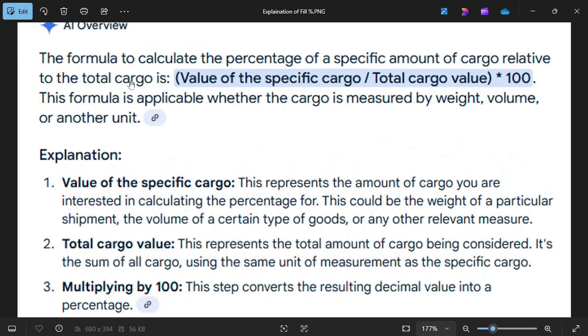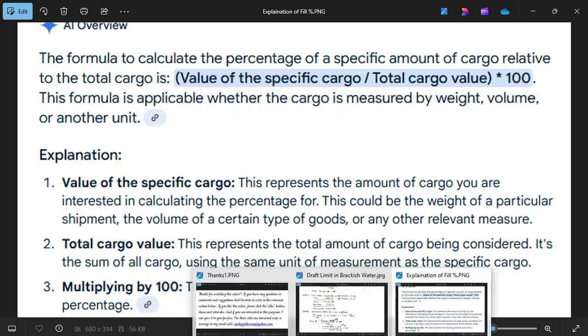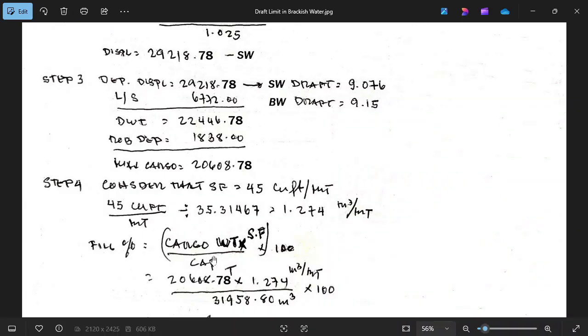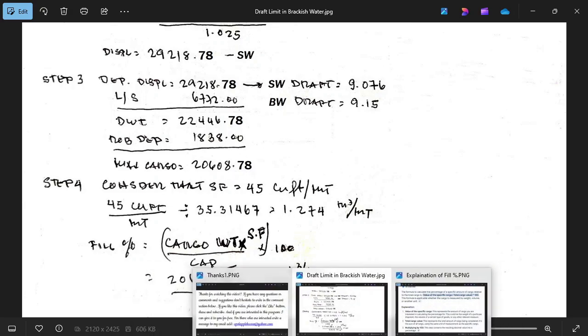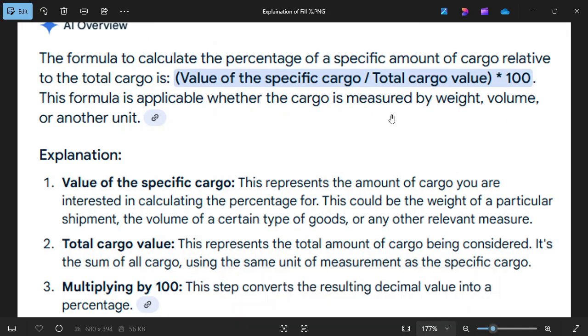This is the explanation, guys. The formula to calculate the percentage of a specific amount of cargo relative to the total cargo is the value of your specific cargo, which is 20608.78, divided by total cargo value.